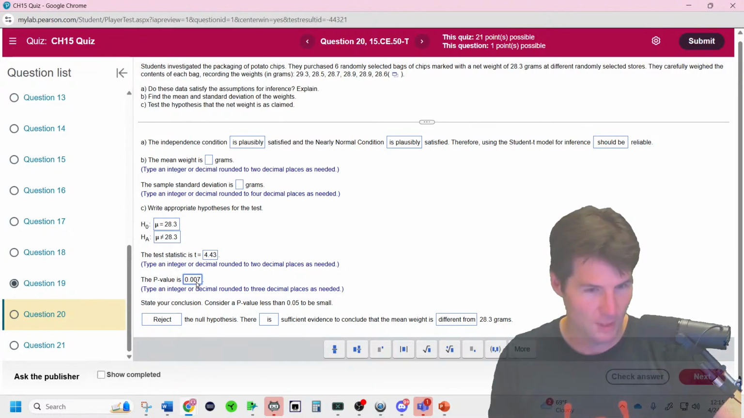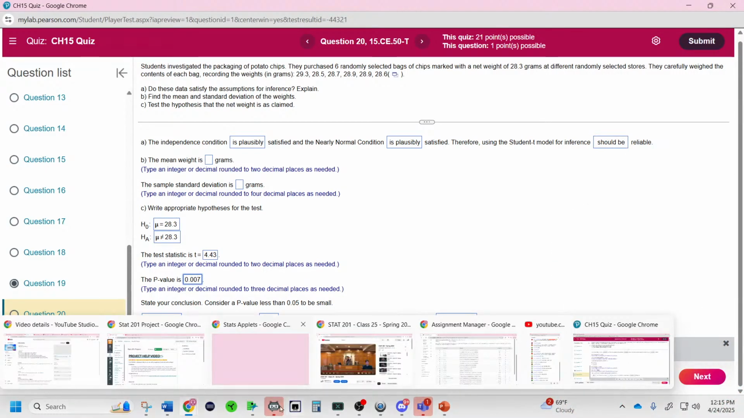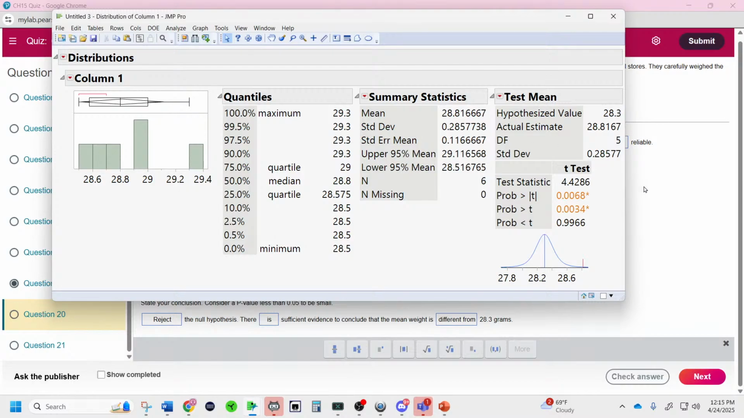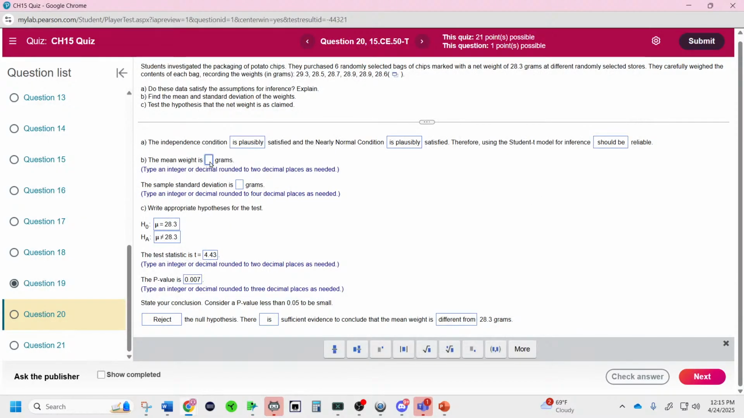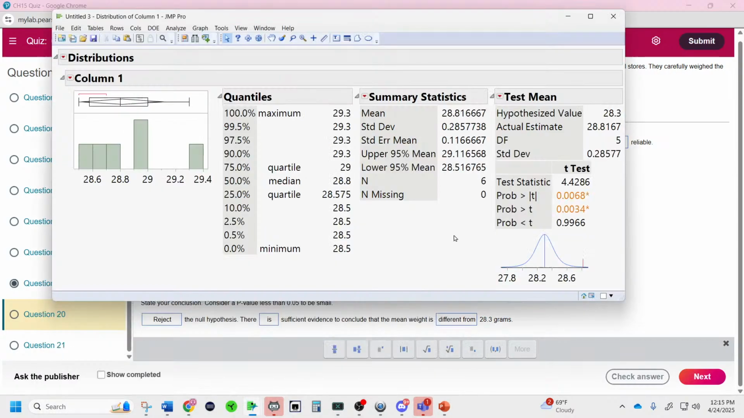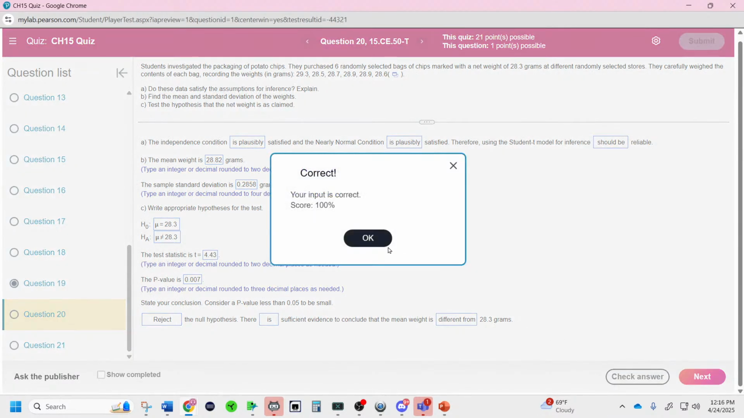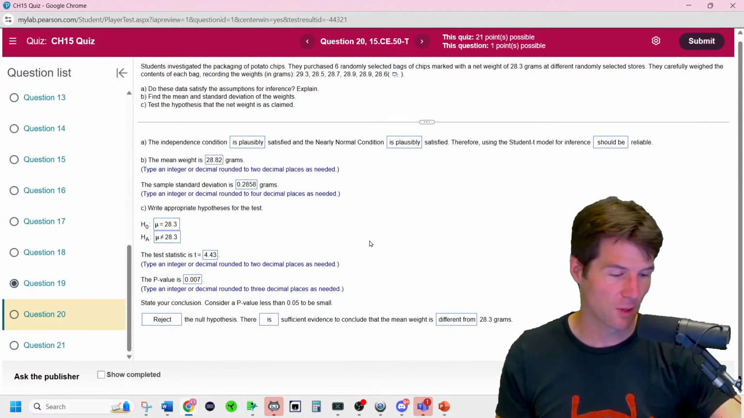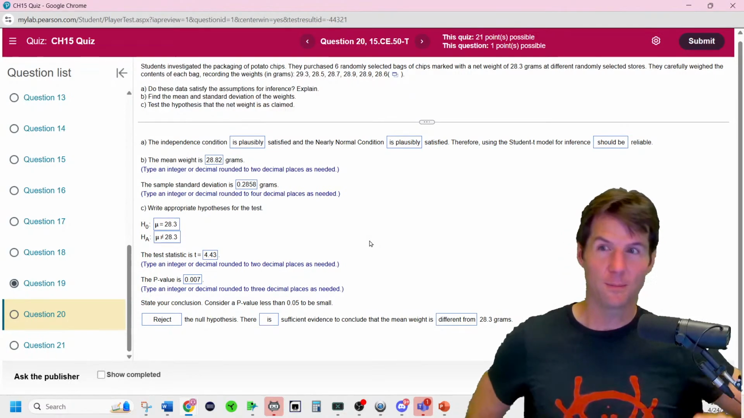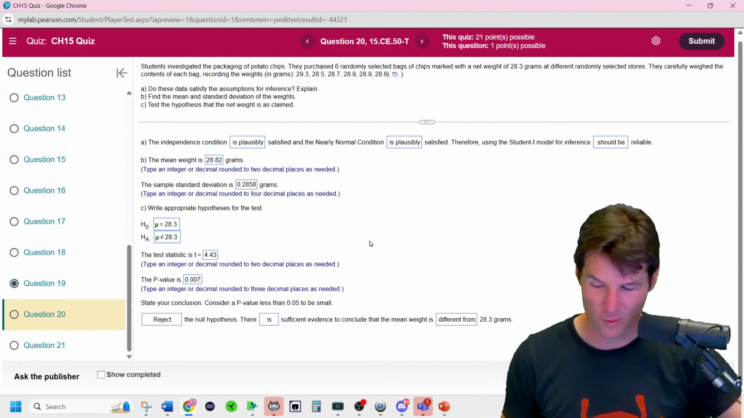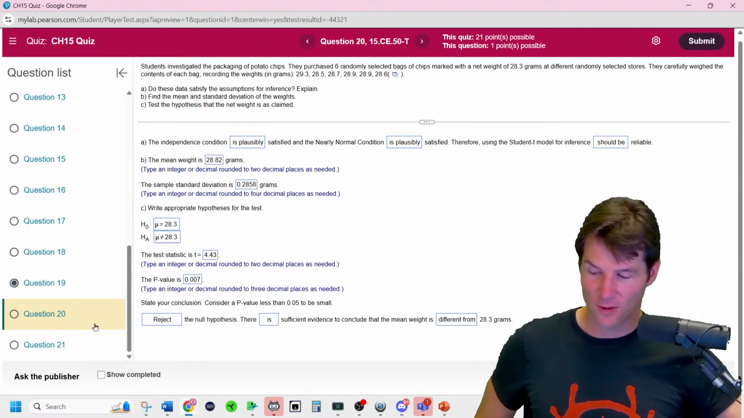And then we go over here. We enter in the mean, and we just do the mean and standard deviation. We're good to go. 28.82. And then the standard deviation, 0.2858. Yes. Okay, that's our redemption arc right there. We did it. We got the question right. We just entered everything in the right way.